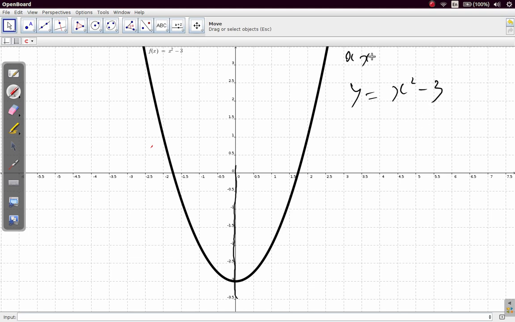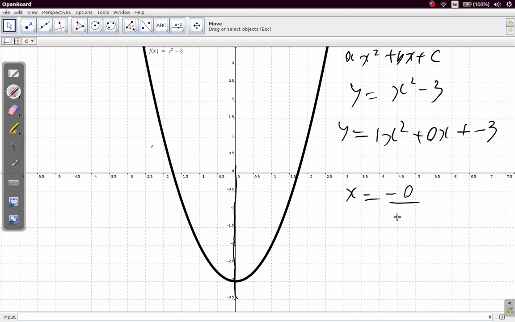from ax squared plus bx plus c. You can see this is really y equals 1x squared plus 0x plus negative 3. So c is negative 3. So x is equal to negative b, b is 0, so it's negative 0 over 2 times a, which is 1, which is 0. So the axis of symmetry is still x equals 0.